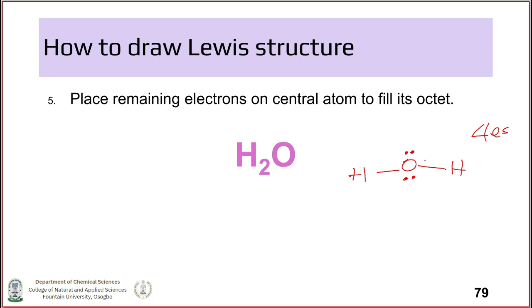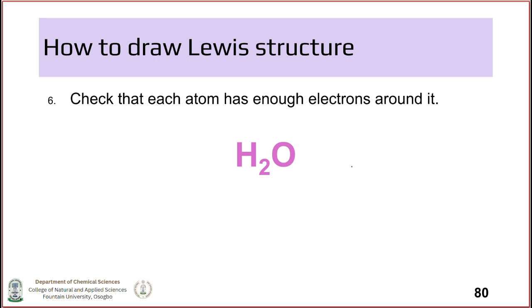If you count the total number of electrons around each atom now, it should be either an octet or a duet. Octet for oxygen: 1, 2, 3, 4, 5, 6, 7, 8. And for this hydrogen, 1, 2. For this hydrogen, 1, 2. Remember, I'm counting 1, 2 because of this single bond. So we are done. Check that each atom has enough electrons around it. That is what I just did. Each atom has enough electrons around it already. I don't want to rewrite this again. Let me just copy this because we're going to need it in the next slide.